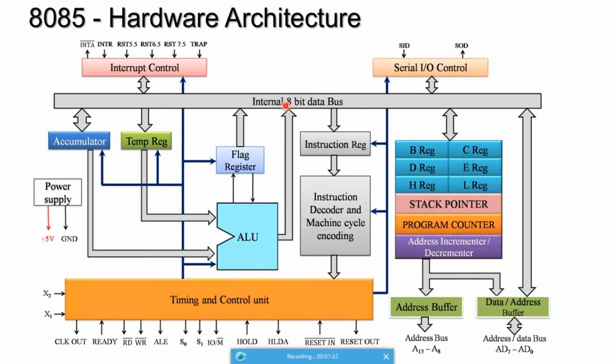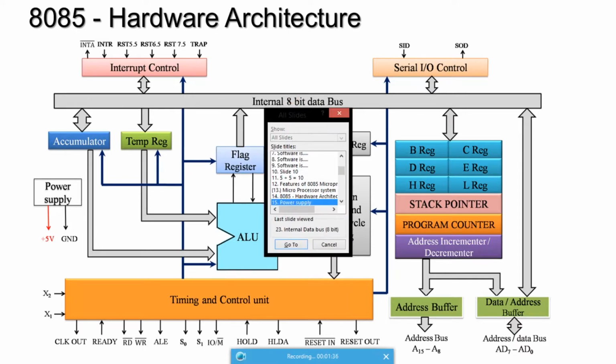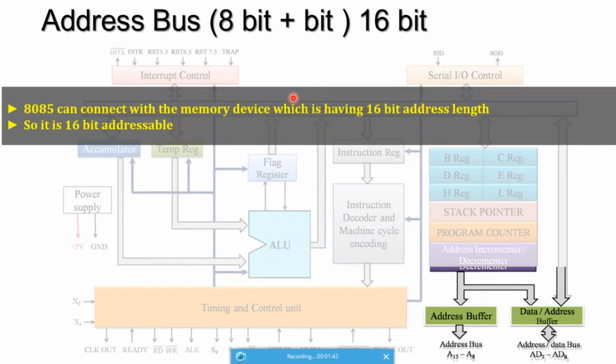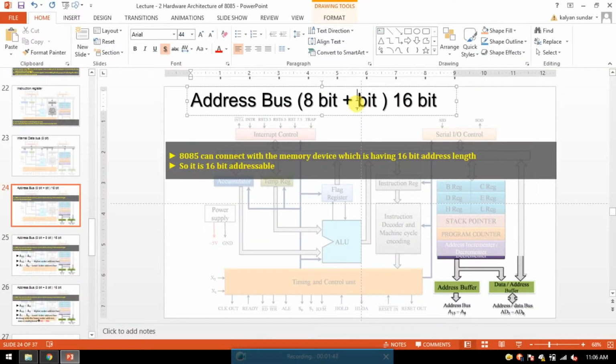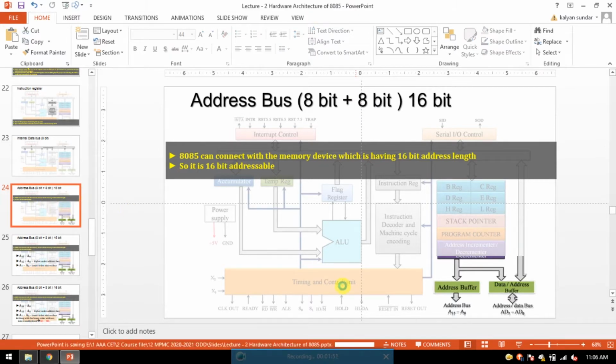Very simple. The data bus is 8-bit wide, and the address bus is 16-bit. We can access 16-bit addresses, which means we have 16 pins of address. Literally speaking, you can understand by means of this representation.